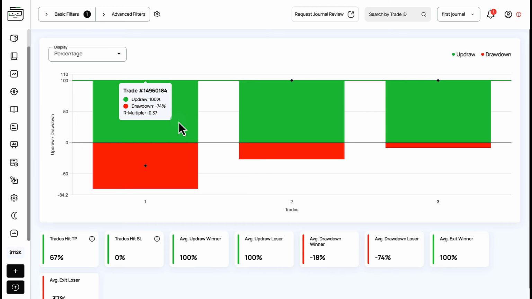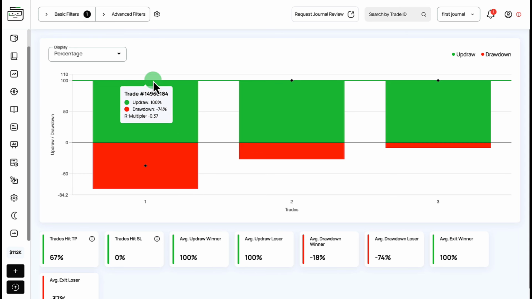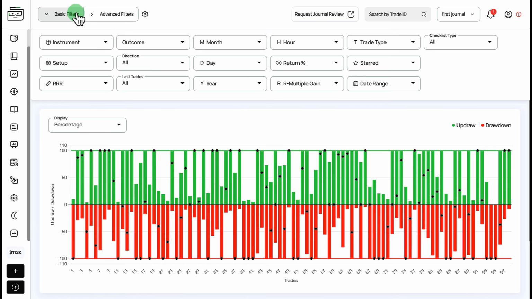Here the analysis is interesting, because the updraw of 100% shows you that the price would have reached the take profit during the trade duration, but the trader closed the trade here. So most likely the trader entered the trade, the price moved against him and he closed it, and then later the price moved towards his take profit, but he was already out of the trade. What we recommend to get a better idea is to always use the outcome filter when analyzing this data set.